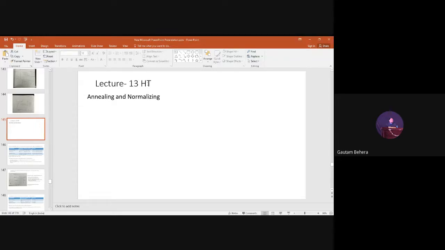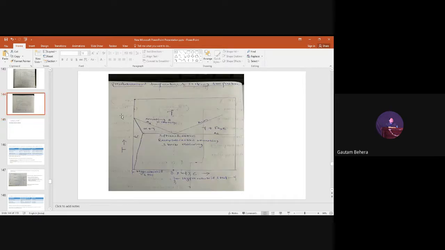Today's lecture number 13 of this heat treatment class, and today's topic is on annealing and normalizing heat treatment. These are important heat treatments followed in industries. Basically, normalizing is one of the important heat treatments which is given to steels in industry. And you have seen the predetermined temperature and soaking temperature for annealing and normalizing is this one.